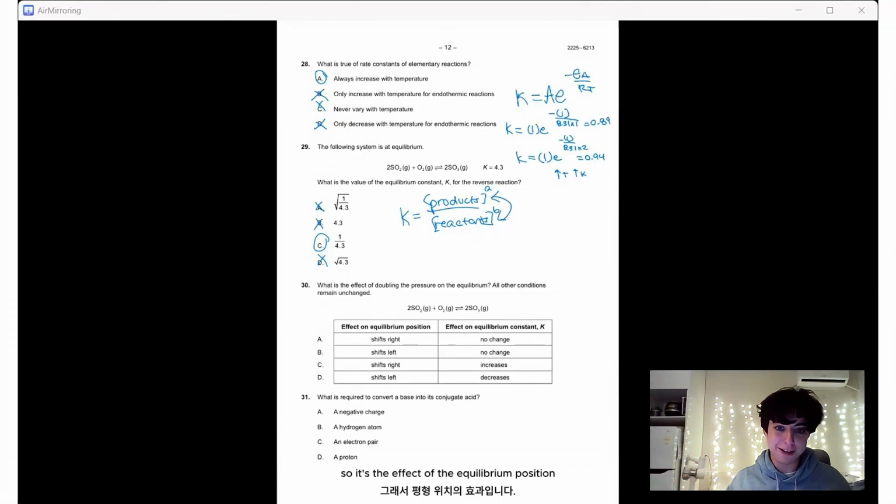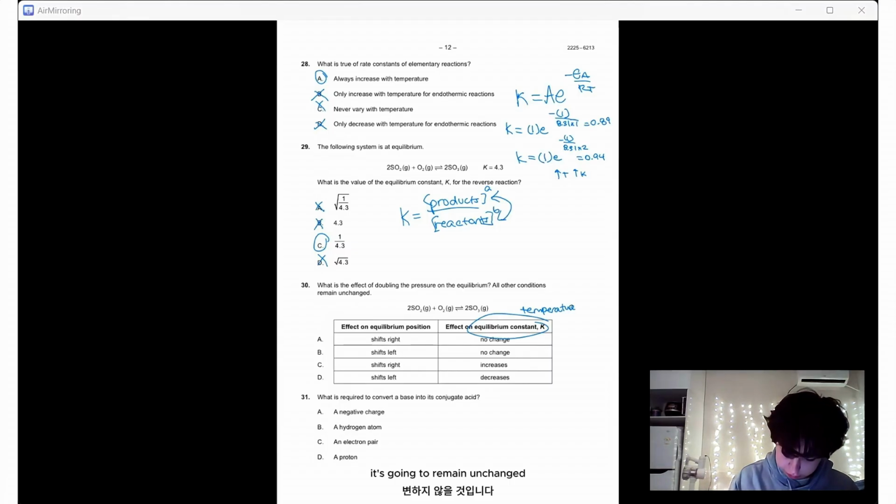Anyways, it's the effect on the equilibrium position and the equilibrium constant. The first thing we're going to handle is the easier one, the equilibrium constant. The only thing that affects that is temperature. And since pressure is not temperature, it's going to remain unchanged. No change, no change, blank, blank. So that puts C and D out of the running.